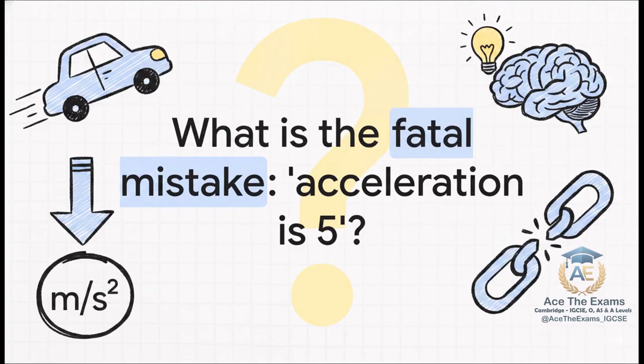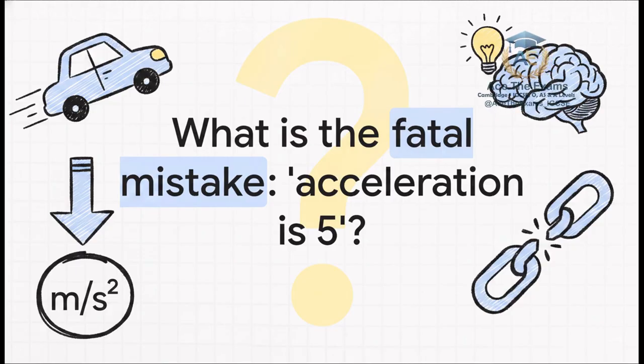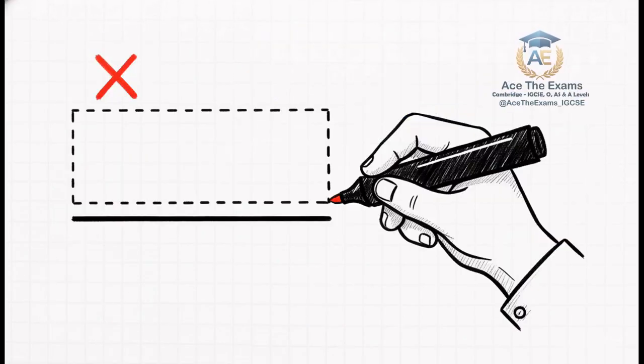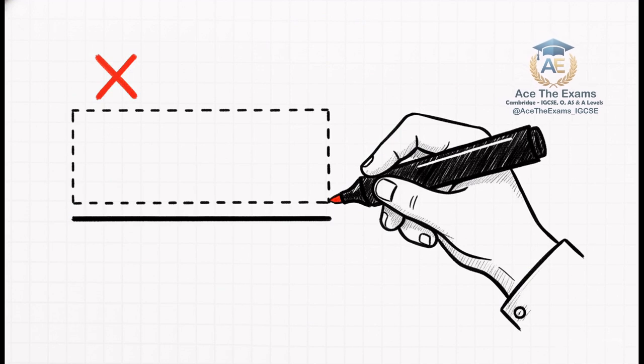Okay, let's actually put this framework to the test with a quick interactive challenge. I want you to spot the common error here. Imagine a student writes this down. The car's acceleration is 5. What is the fatal mistake in this painfully common calculation? I genuinely want you to pause for a second right now and mentally predict the flaw. Got it? Boom, here comes the examiner's red pen.